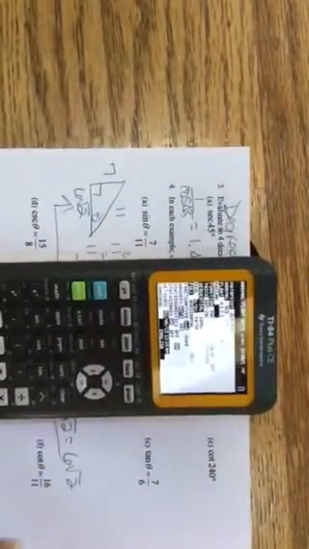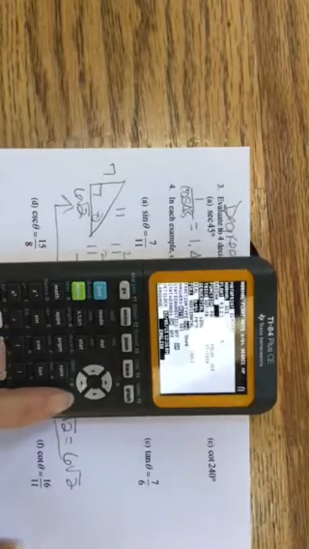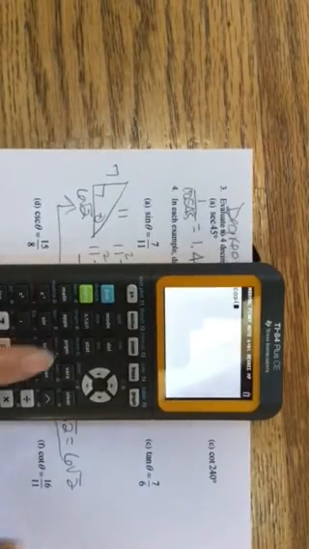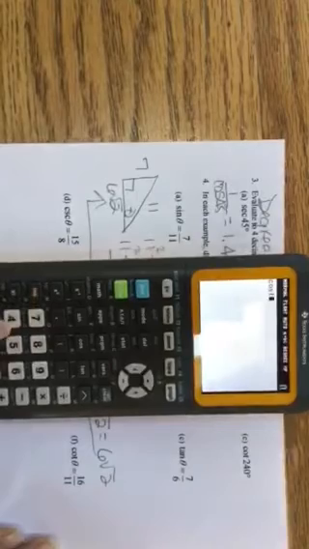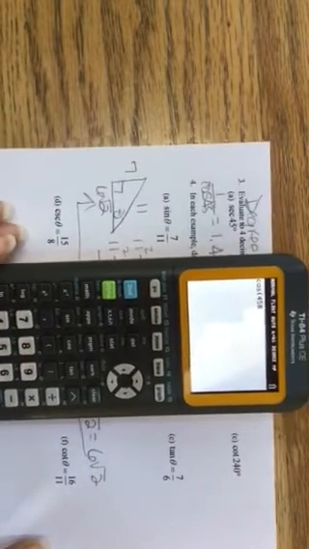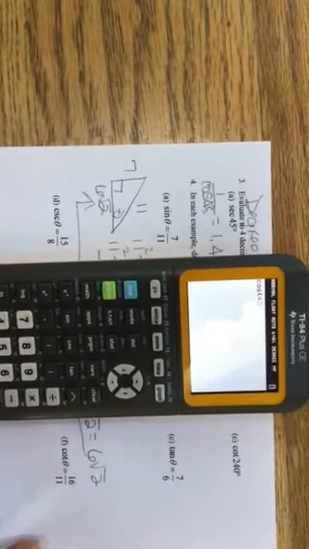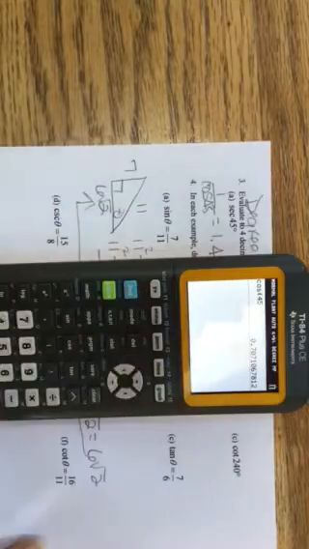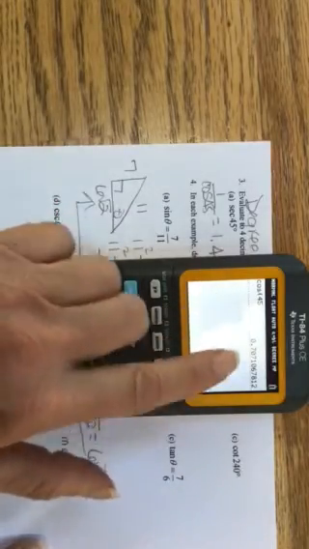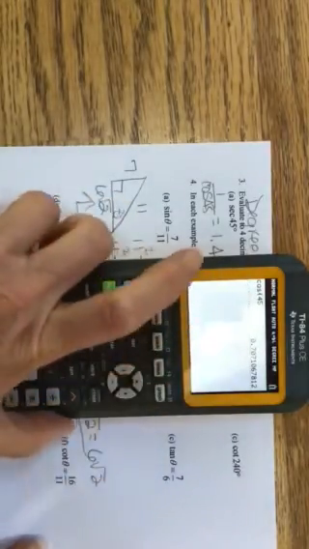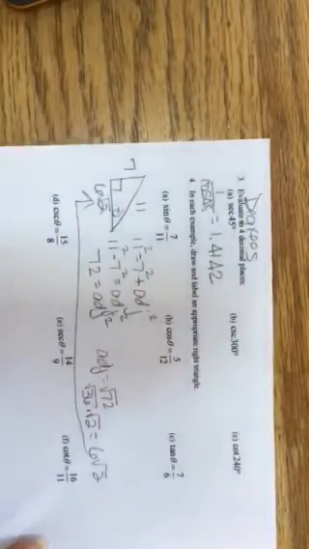Cosine 45, if I was to type that in, that is adjacent over hypotenuse, and the cosine, sine, should always be less than 1. So that's a way that I always check to make sure that my calculator is also in degrees.